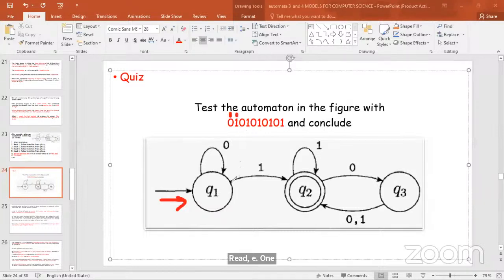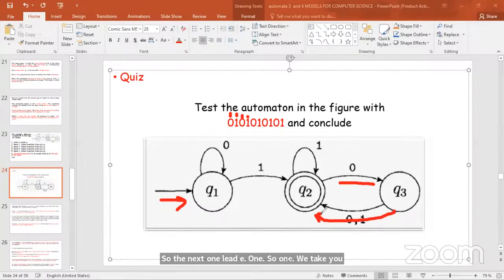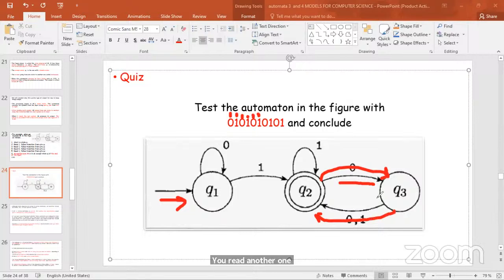This one will take you to Q2. The next one, you read a 0. Reading 0 at Q2 takes you here to Q3. The next one, you read a 1, which takes you back to Q2. The next one, you read a 0, which brings you back to Q3. You read another 1, because you can either read a 0 or a 1, and it takes you back to Q2.